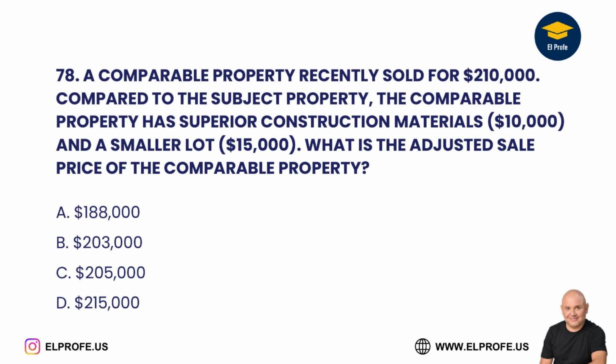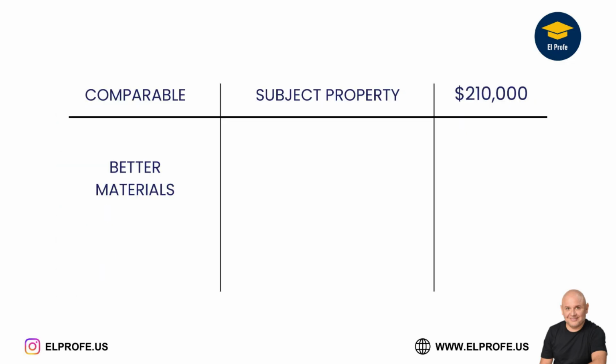78. A comparable property recently sold for $210,000. Compared to the subject property, the comparable property has superior construction materials $10,000 and a smaller lot $15,000. What is the adjusted sale price of the comparable property? Look, let's draw a little chart here. Comparable and subject property. The comparable has superior materials. That is a dollar difference of $10,000, but it has a smaller lot. So let's put less lot area, and that is a difference of $15,000.